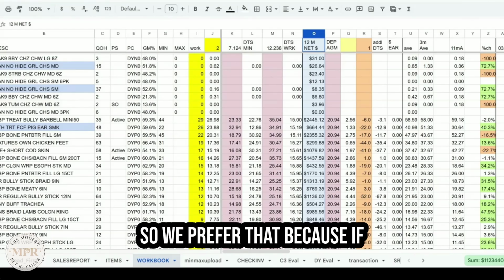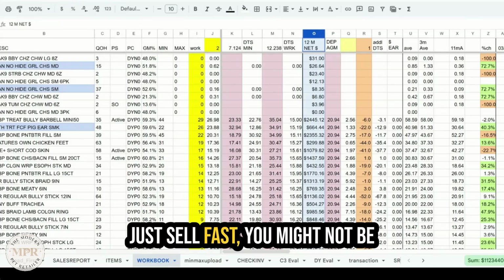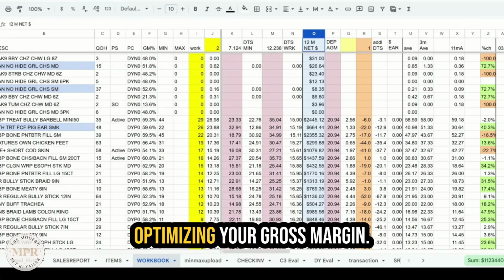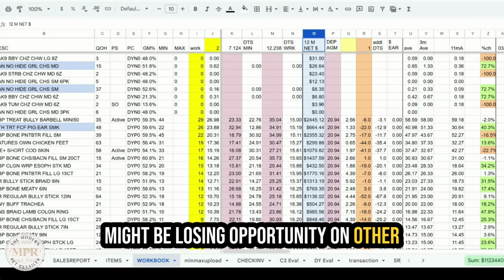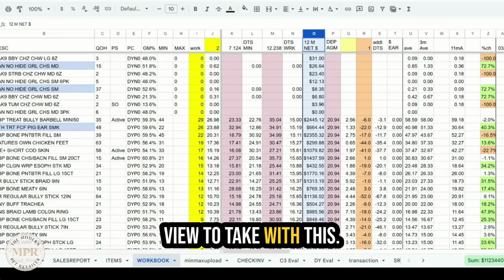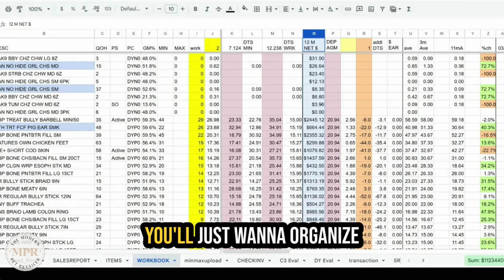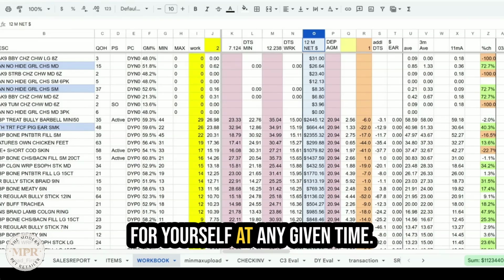We prefer that because if you're favoring things that just sell fast, you might not be optimizing your gross margin. And if you're optimizing just for sheer dollars, you might be losing opportunity on other products that will just sell well. So there's a balanced view to take with this. There's no perfect way to do it. You'll just want to organize the data in a way that's best for yourself at any given time.